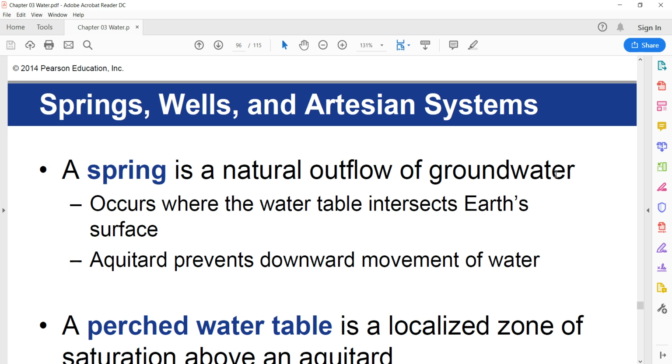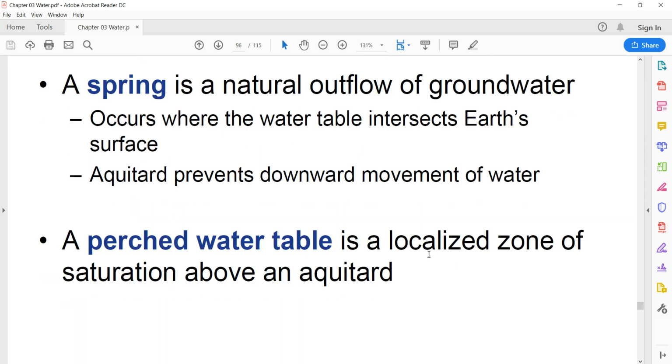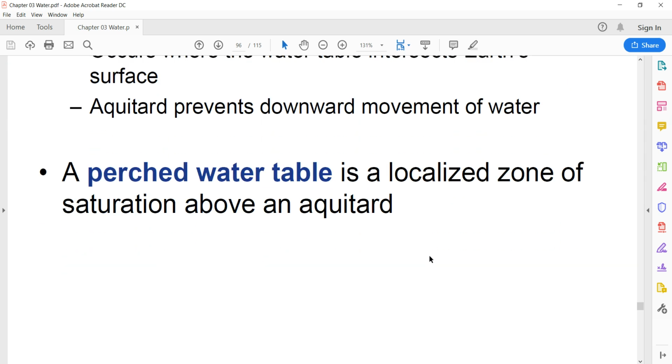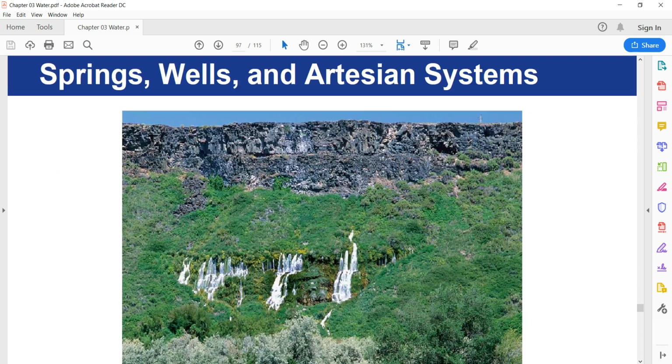Aquitard prevents downward movement of water. So the water has no way out, since it cannot be pulled downward by gravity anymore due to the presence of this aquitard. So the only way out for this groundwater is to come out on the surface, and that is how the spring is formed. A perched water table is a localized zone of saturation above an aquitard.